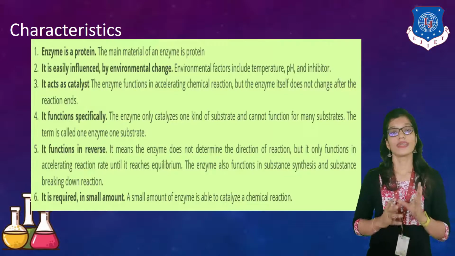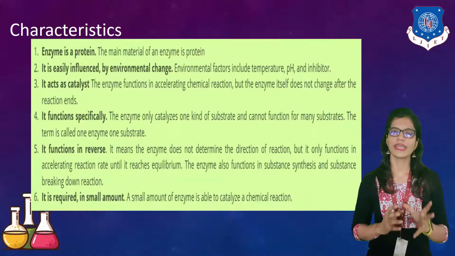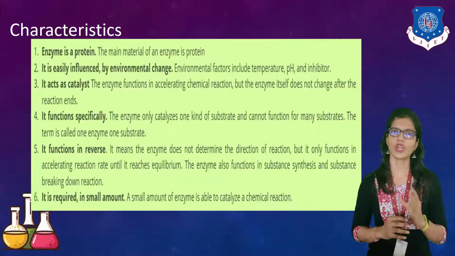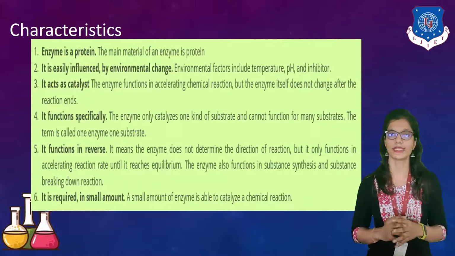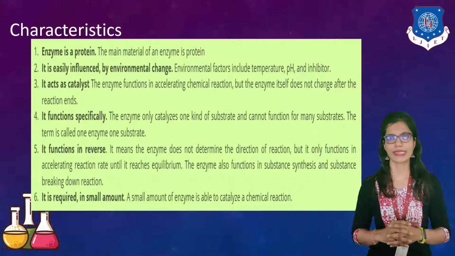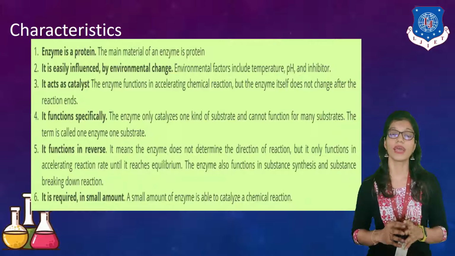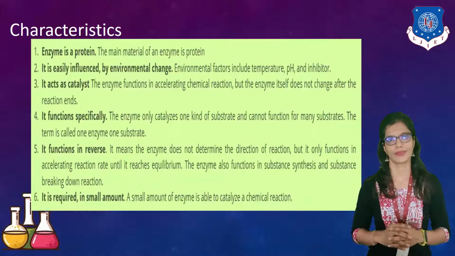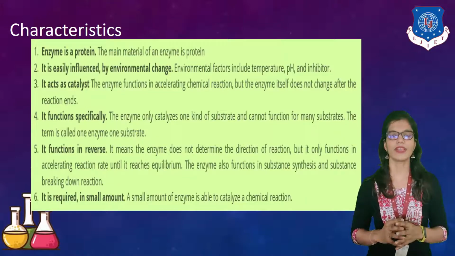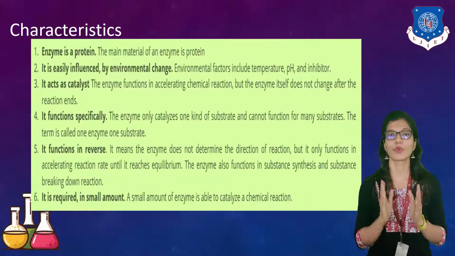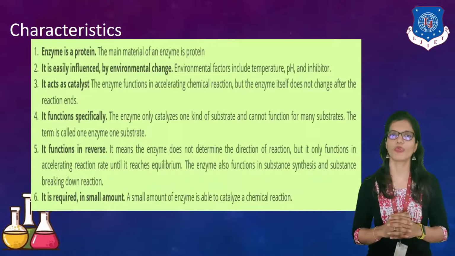Let's take a look at the characteristics of enzymes. What are the main properties or characteristics of an enzyme? First and foremost property is that the enzyme is a protein. The main material of an enzyme is protein. It is made up of protein. It is made up of amino acids.